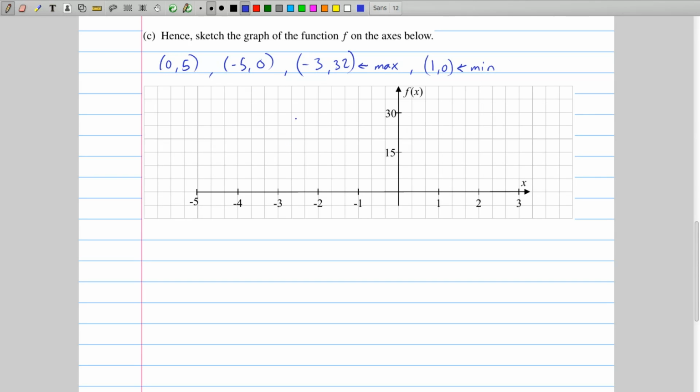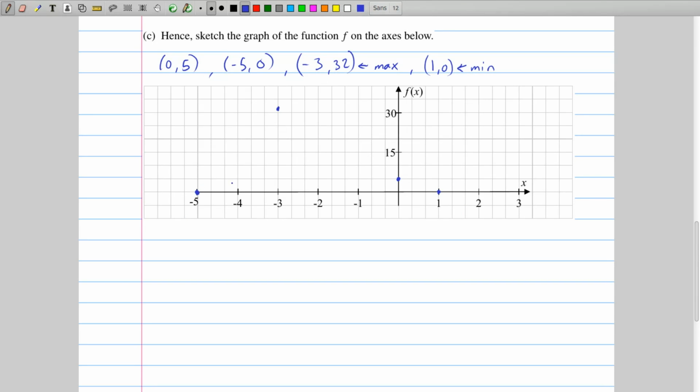So we can put all of these on the graph. 0, 5 is a point, minus 5, 0 is a point, minus 3, 32 is a point, so that's going to be a little bit above 30, maybe about there, and that's a maximum. And then we've got 1, 0 over here, which is a minimum.